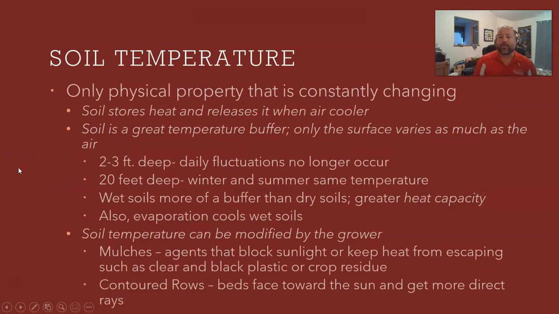Soil temperature. That's the only one of these physical properties that is constantly changing, unless, of course, you happen to be in that perfect area where you have shrink-swell clay. But then again, it's the soil temperature that has a part to play in that shrinking and swelling. So soil stores heat and releases it when air is cooler, just like water does as well. Same sort of thing. Soil is a great temperature buffer. Only the surface varies as much as the air.